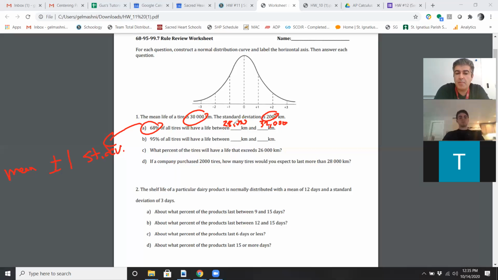Now the middle 95% is plus or minus two standard deviations. So of course I have to add 4,000 and subtract 4,000. So I'm going to have 26,000 or 34,000.